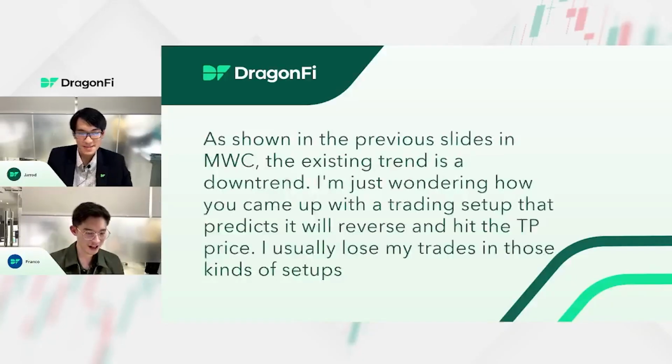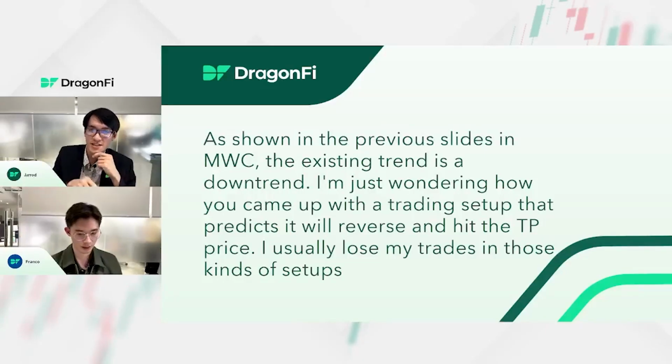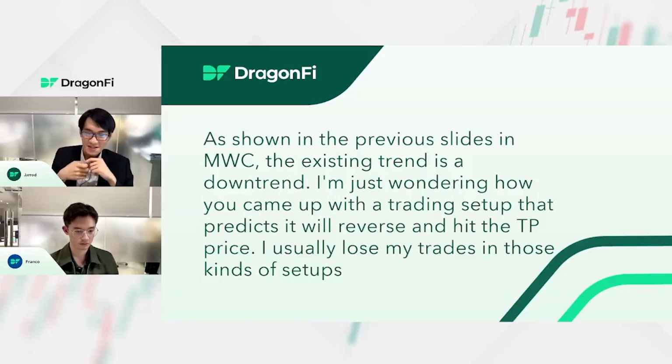Okay, next question. As shown in the previous slides in MWC Manila Water, the existing trend is a downtrend. I'm just wondering how you came up with the trading setup that predicts it will reverse and hit the TP price. I usually lose my trades in those kinds of setups. The way I see it, it's more of a range. For me, it's more of a range, and also it came from an impulsive uptrend move, tapos parang channel down na sideways. So for me, that's still an uptrend. Depends on how you see it.